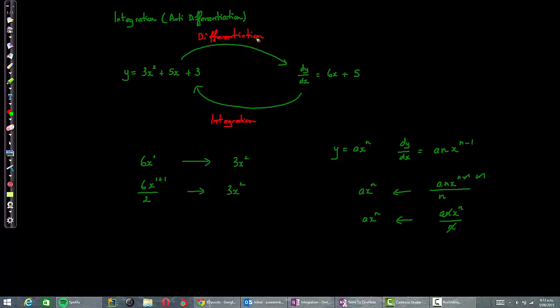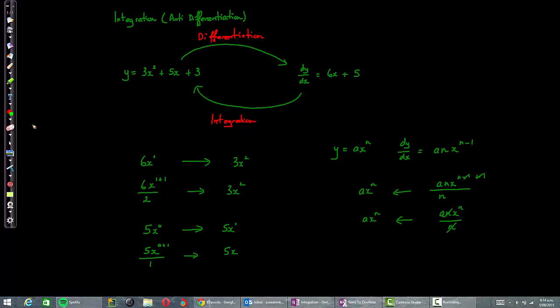So if I derive that, I got 5. So if I want to go from 5 back to 5x, well, this is 5x to the power of 0, don't forget, and this is 5x to the power of 1. So if I take this thing here and I take that power and add 1 to it, 0 plus 1 being 1, and divide by that new power, it takes me back to 5x. So once again, it looks like what I'm doing is I'm adding 1 to the power and dividing by the new power.